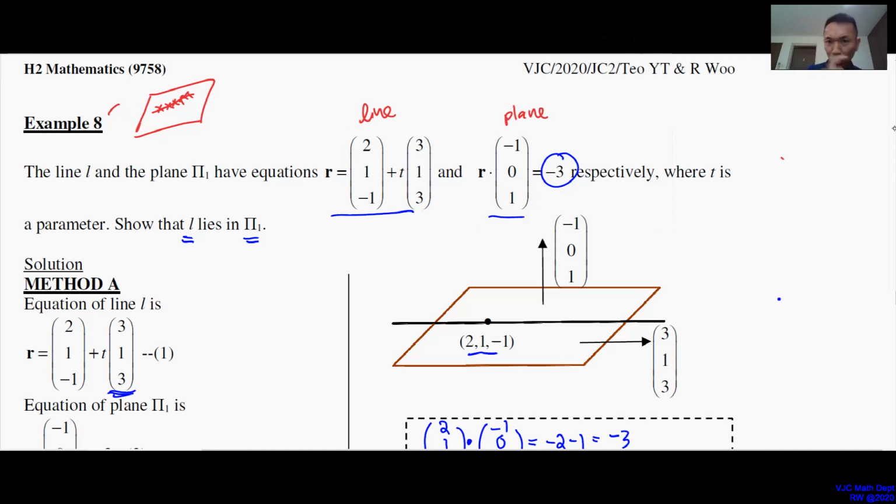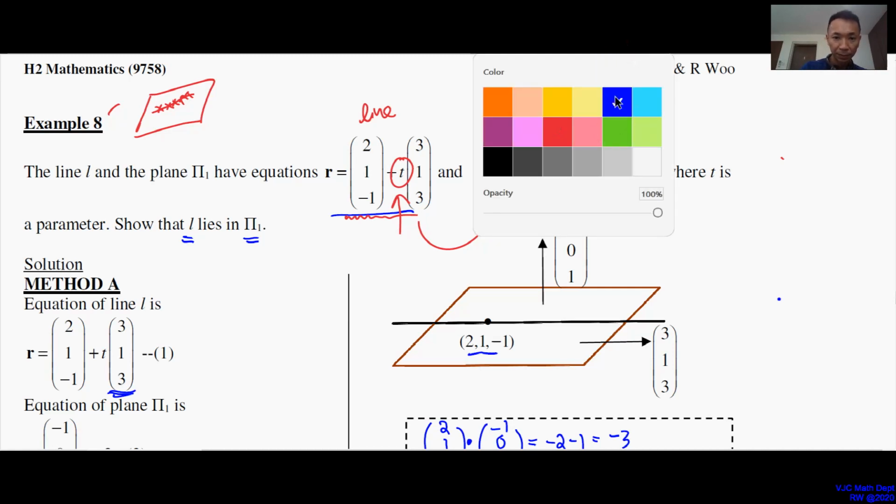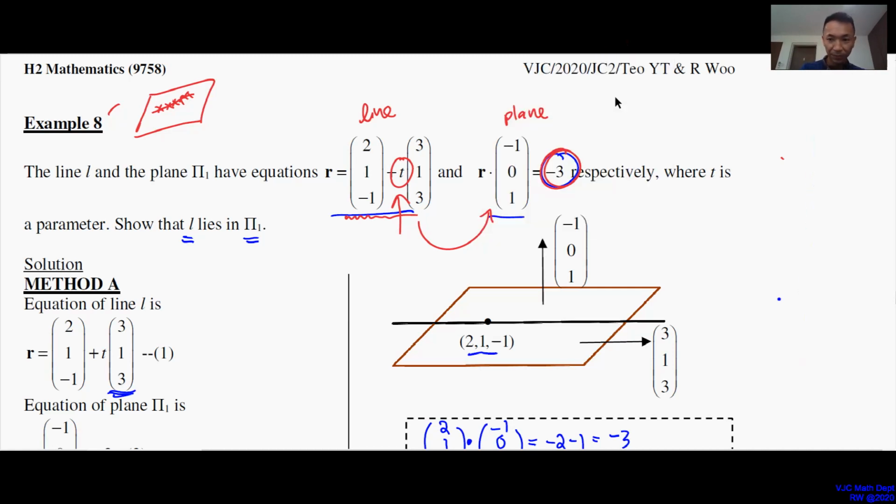If I can somehow show that for whatever t I sub in, no matter what t I sub in, it will always be minus 3, then for sure, all the points on the line lie on the plane. And therefore, line lies in plane. Let me show what I mean.